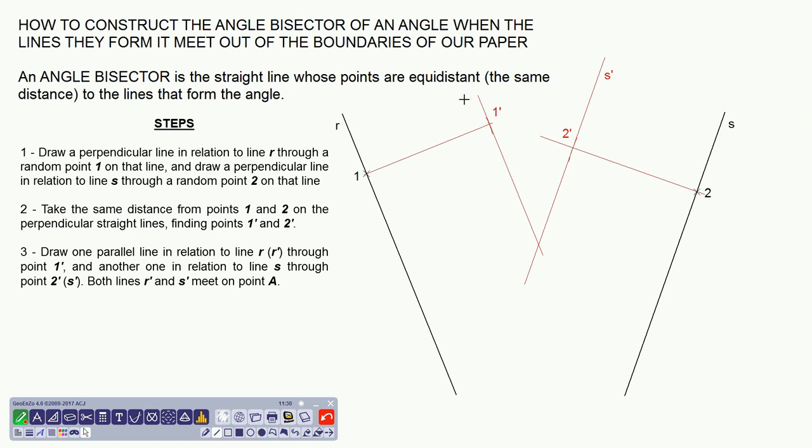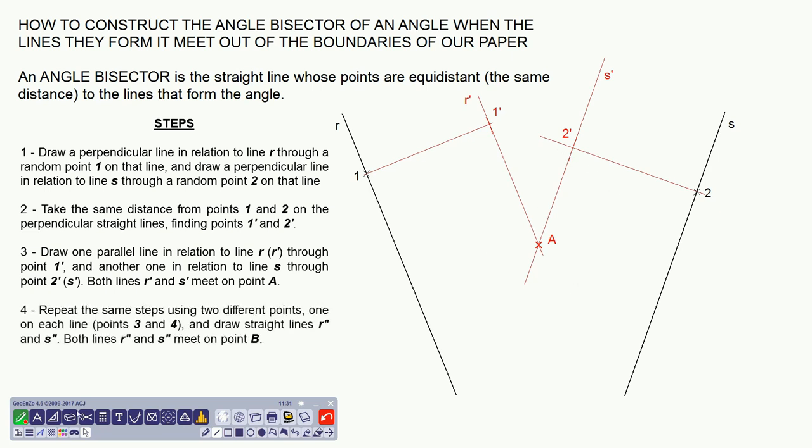So these lines are at the same distance to lines R and S, so the point where they meet, this point A, is at the same distance to lines R and S at the same time. This point, as it is at the same distance to lines R and S, belongs to the angle bisector of the angle that lines R and S form. I'm going to repeat the same operation with another point.